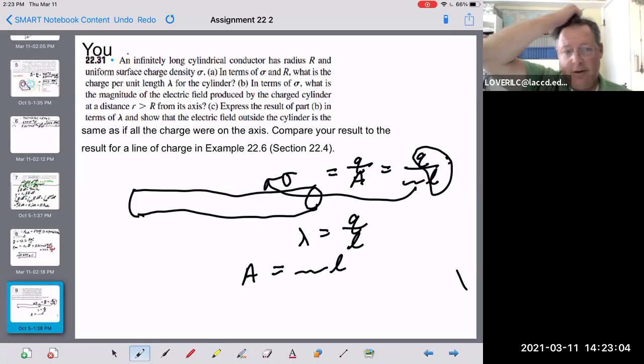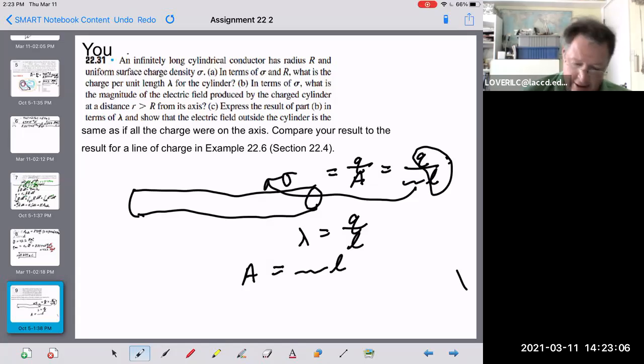Okay, and then you'll follow what I did to find the flux through a cylinder surrounding it with radius little r that's bigger than the radius of the cylinder. And you will use that to relate the electric field to the surface charge density and or the linear charge density. Something very similar is done in the textbook as well as in my other video lectures.